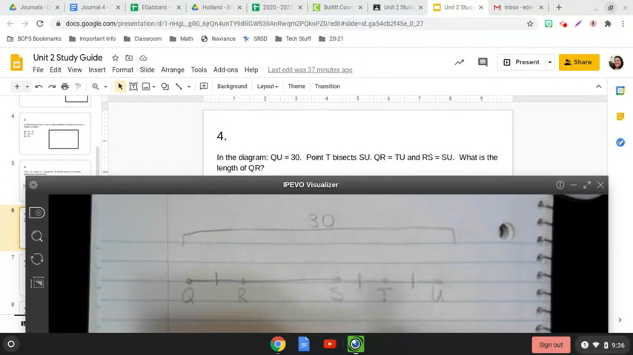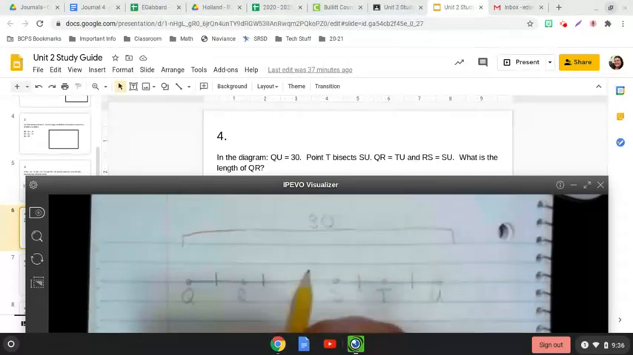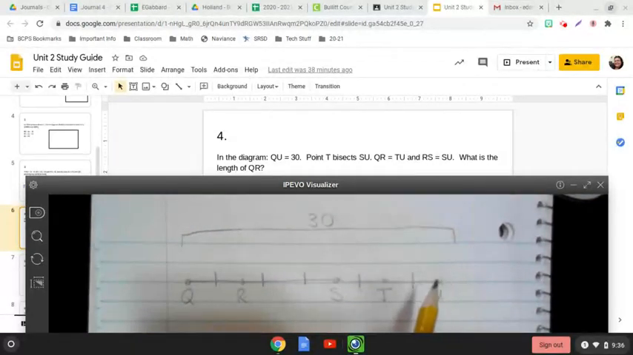Next, it tells us that RS is equal to SU. Well, we've already found out that SU is made up of two equal parts. So we can just, in our little imagination, pretend that we're going to break this down into two equal parts. So we have followed all of our directions.